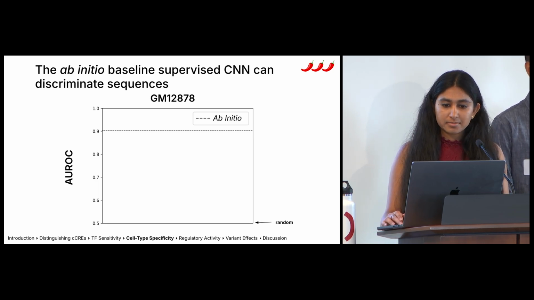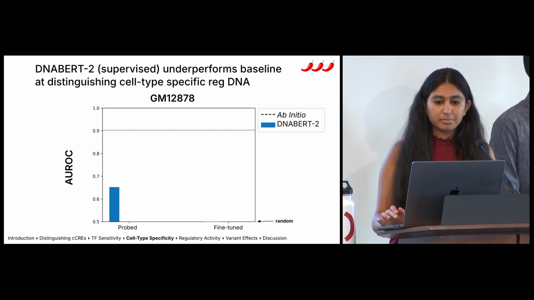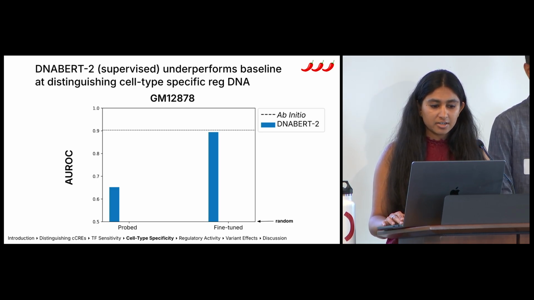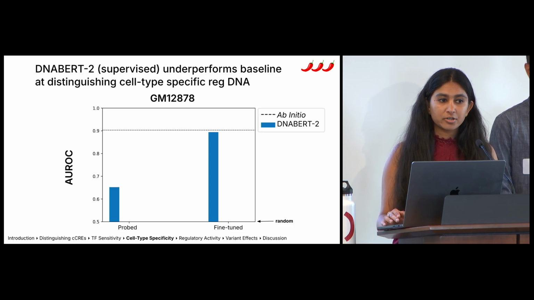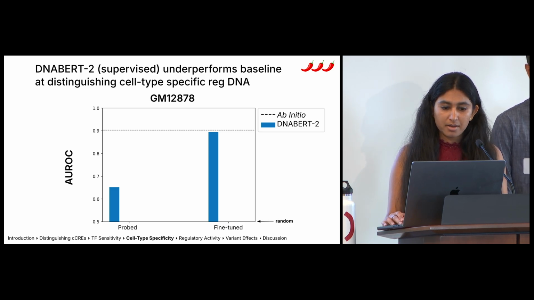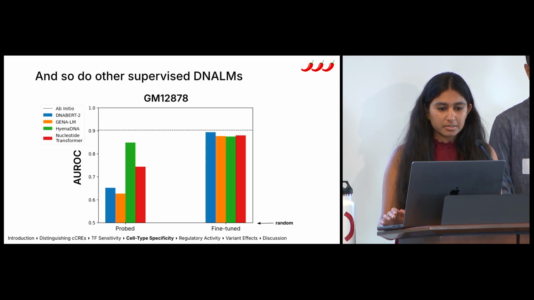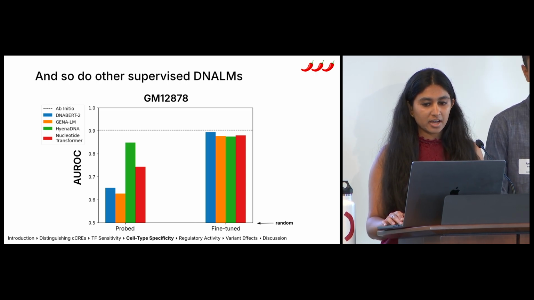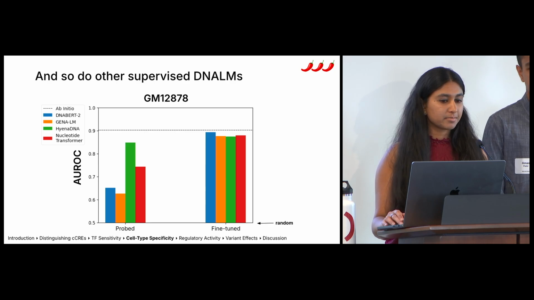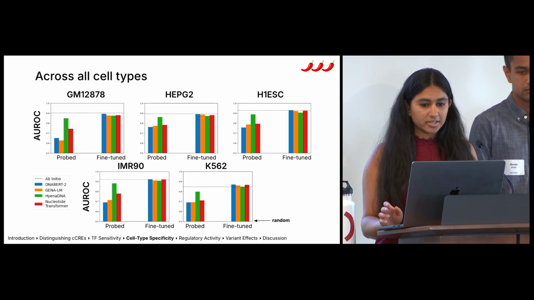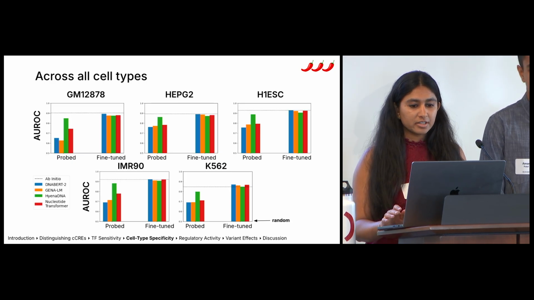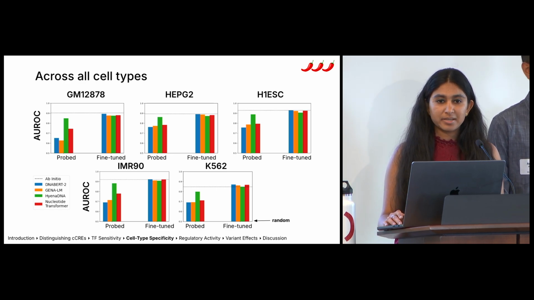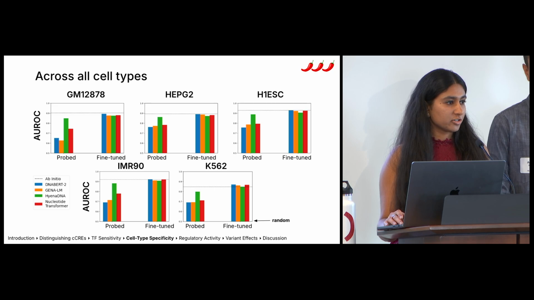So what about the DNA LMs? Probed DNA BERT2 performs at a much lower AUROC than the ab initio, and fine-tuning, we see, improves accuracy but does not beat the ab initio. And similar to DNA BERT2, other supervised DNA LMs also perform worse than the ab initio at classifying cell types. And this is across all cell types. So overall, for this task, we see that most models barely perform on par with the supervised baselines, even after these much larger models are fine-tuned.